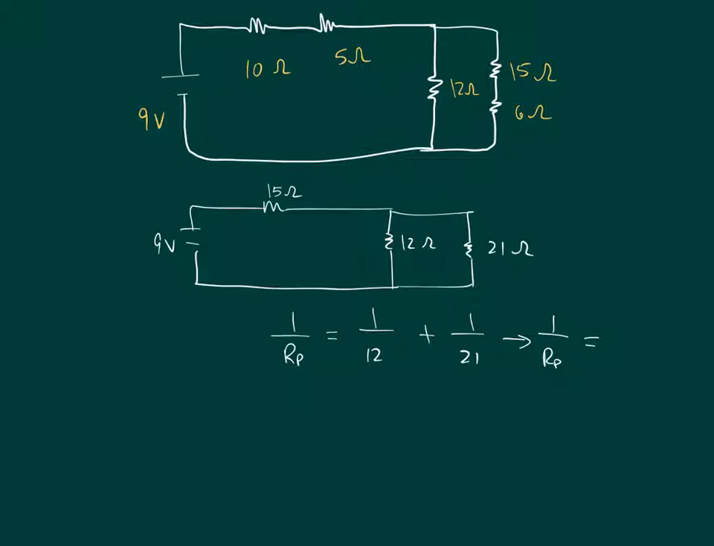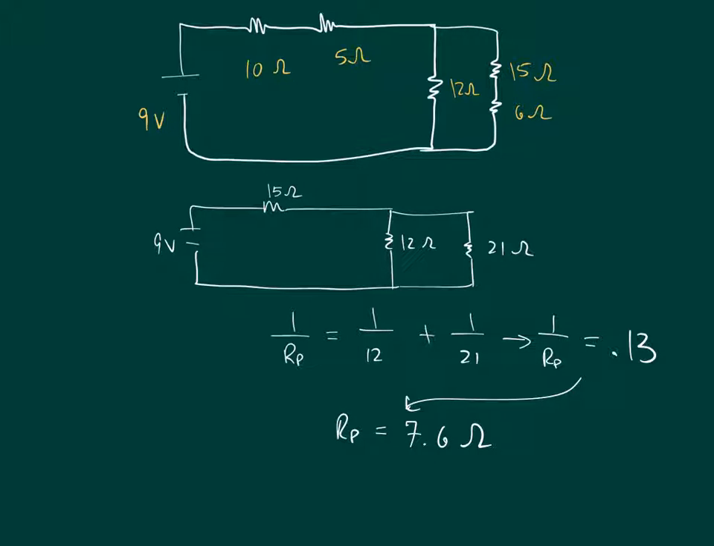Add those fractions together. Give me a decimal, please. Give me that intermediate step so I know what it is. And then do the inverse of that number. What's 1/12 plus 1/21? Go. 0.13? Yeah. Now take the inverse of 0.13. Go ahead, Eric. 7.6. Thank you.